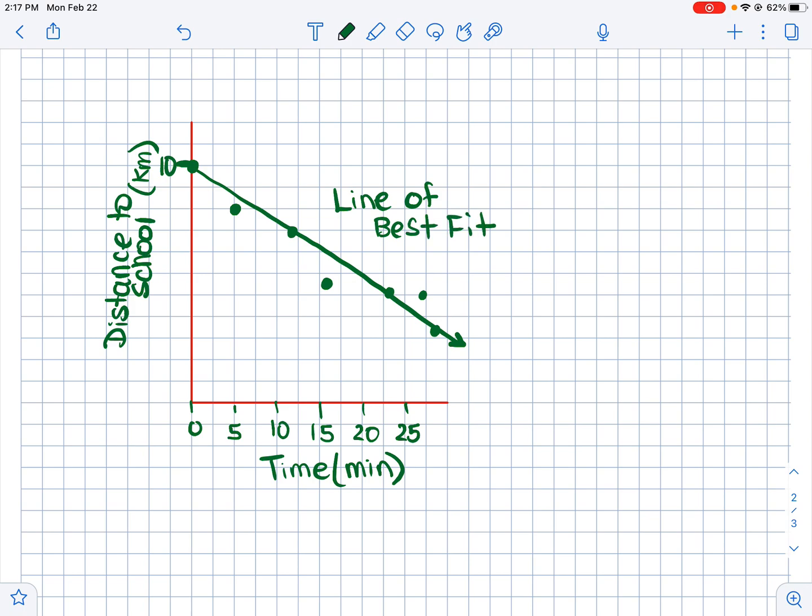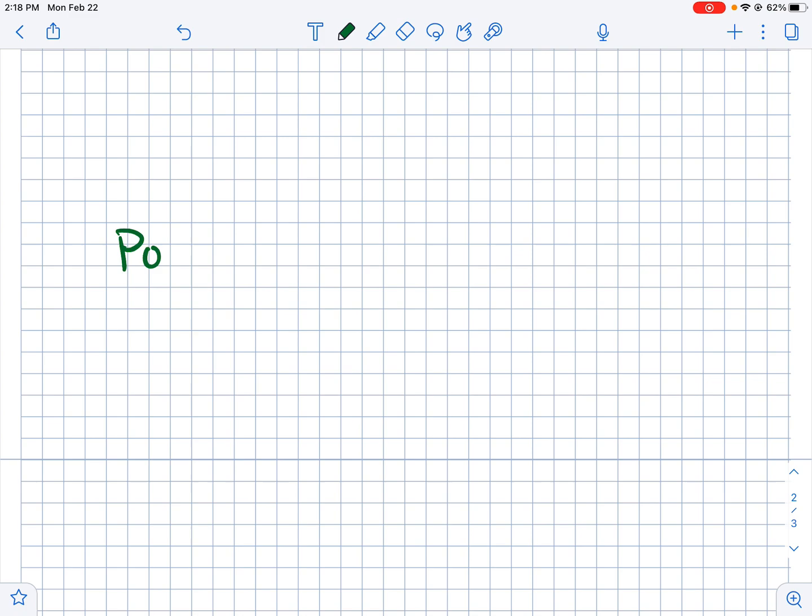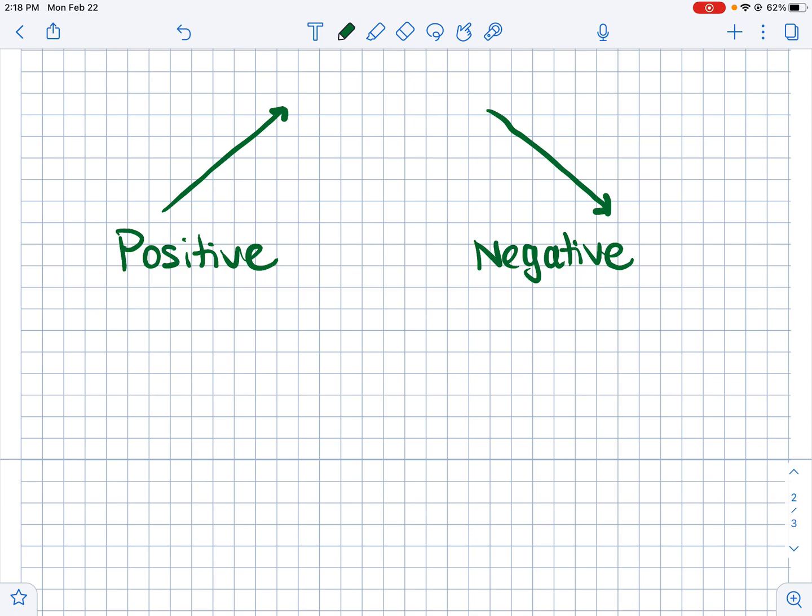But this time it's going down to the right. So our distance to school is decreasing as time increases. So we get closer to school the longer we walk. We call this negative correlation. So it's positive if it goes up to the right, and it's negative correlation if it goes down to the right. Positive and negative.